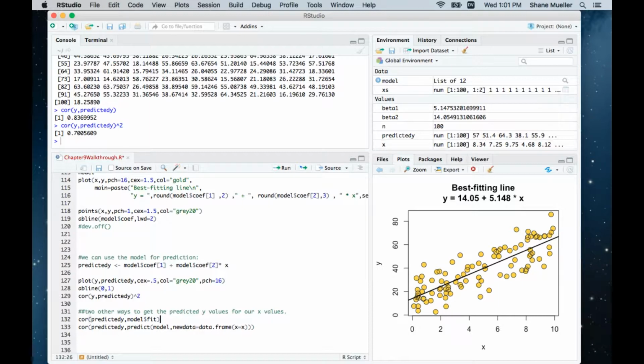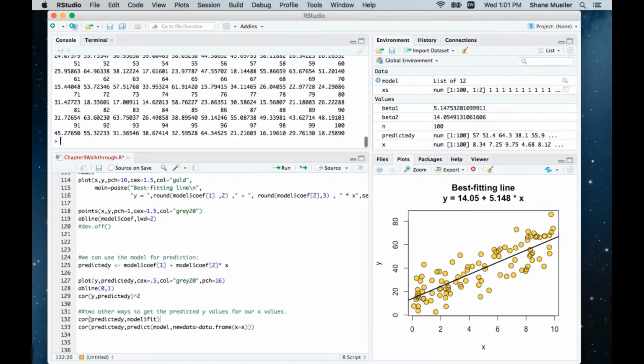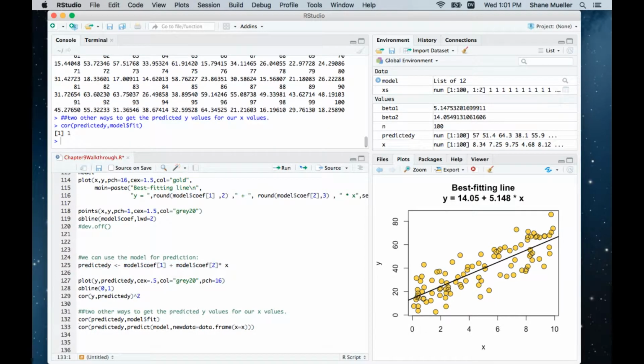You can get these predicted values from the model itself: model fitted values, or you can just abbreviate that to fit. This gives you exactly the same thing that I produced right here. I can show that by finding the correlation between the two, and it's equal to 1.